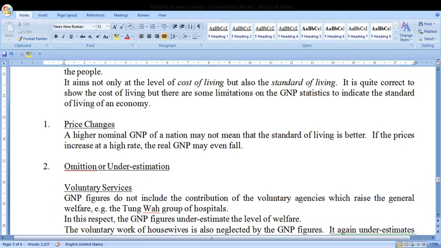Okay. Next, omission or underestimation. Sometimes some of the values have to be omitted in the calculation of GNP. Otherwise we will underestimate the value. So this is also going to affect.